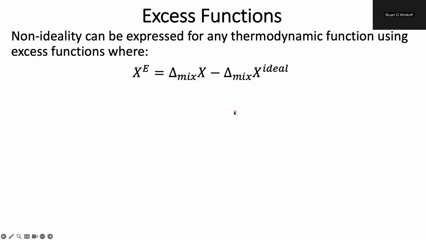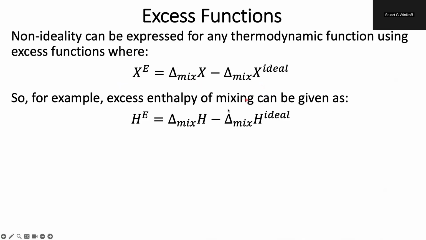Now, one of our classic moves here is to incorporate all of our non-ideality into our fudge factor. In this case, our fudge factor of choice is something called the excess function, which is simply defined as how much we deviate from ideality. So the excess function for a given property can be given as the property of mixing minus the ideal property of mixing.